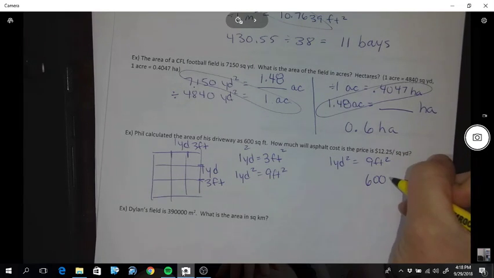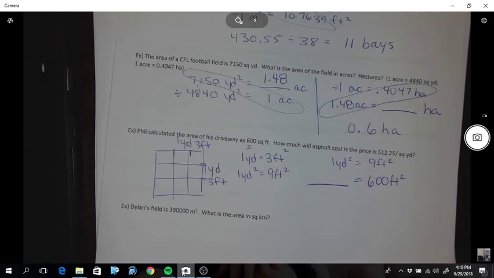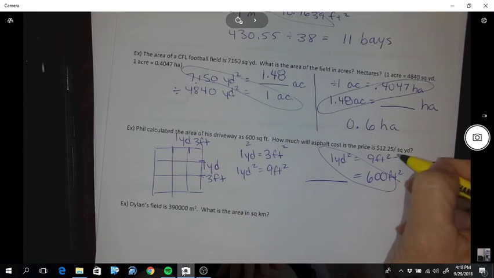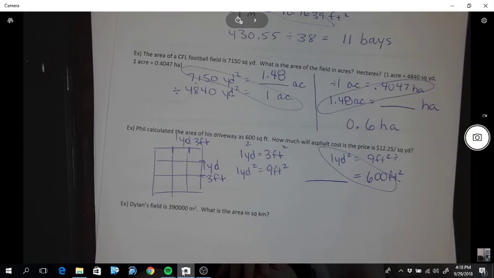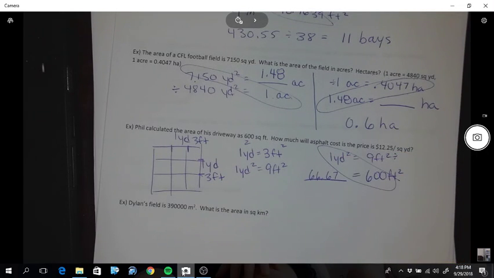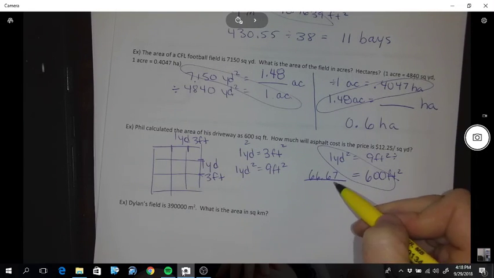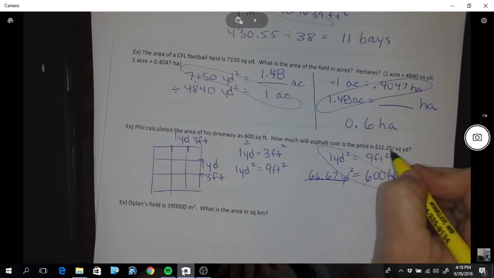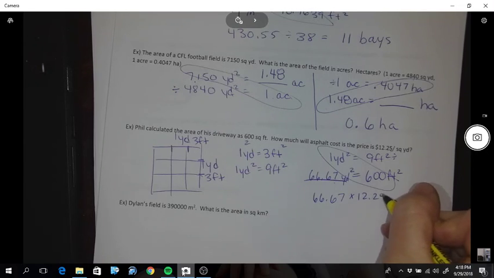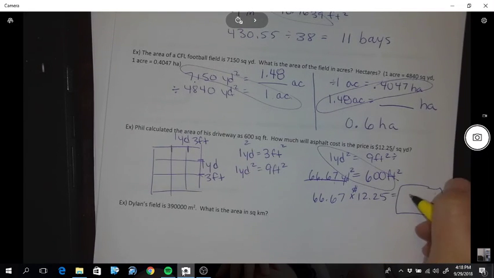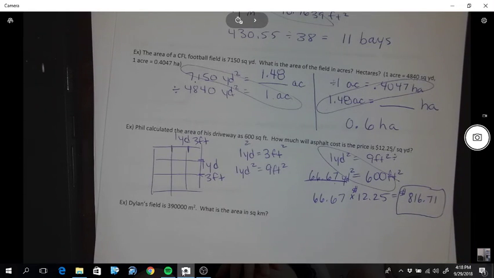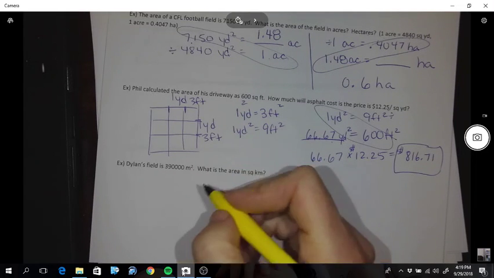So 600 feet squared is how many yards squared? Okay, so set up a ratio for that. So that means I'm going to have 600 divided by 9. So that division comes out to 66.67. That's not my final answer. That's my yards squared. The cost is $12.25 per yard squared. So I'm going to do a multiplication to get the final answer. 816.71.